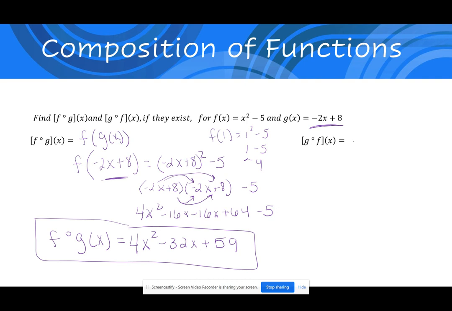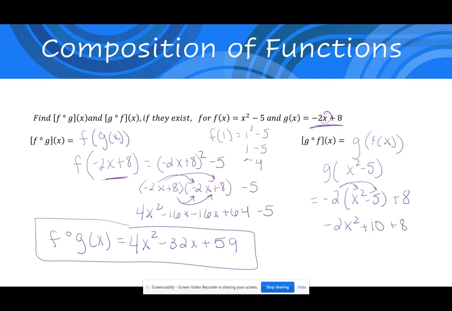And now we're going to do the other way. So g of f of x, where f of x is x squared minus 5. So we're going to plug that in for x in g. So we get negative 2 times x squared minus 5 plus 8. And then we'd simplify this down. So multiply this negative 2 in. Negative 2x squared plus 10 plus 8. Combine these. Negative 2x squared plus 18. That's g of f of x.